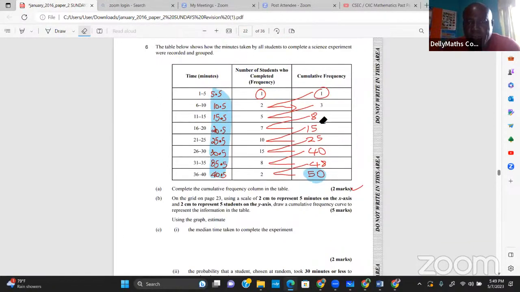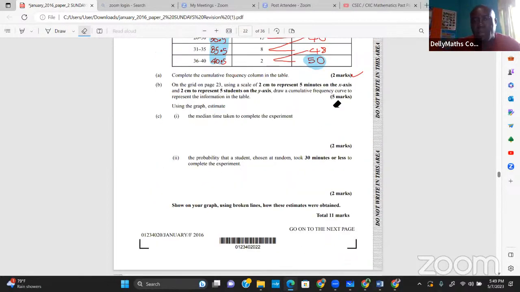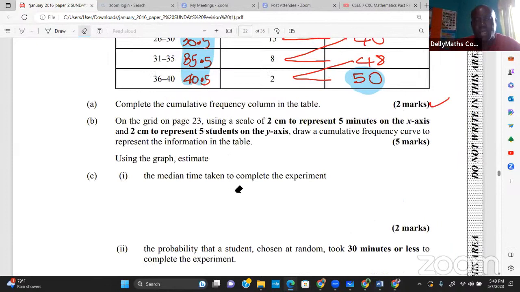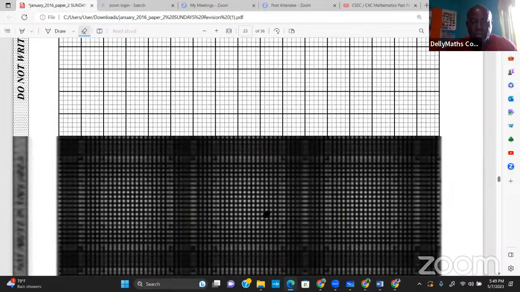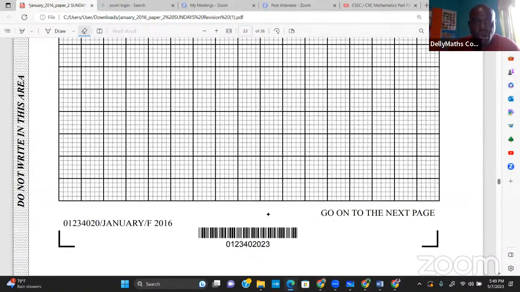All right, so we have 5.5. So let us put on the labeling first. So look at the label. The label says we're gonna go 2 centimeters to 5 on both axes, but you're gonna have minutes on the X and the number of students on the Y. Let's put those on. So on this axis, I'm gonna have minutes, and on the other one, I'll have the number of students.